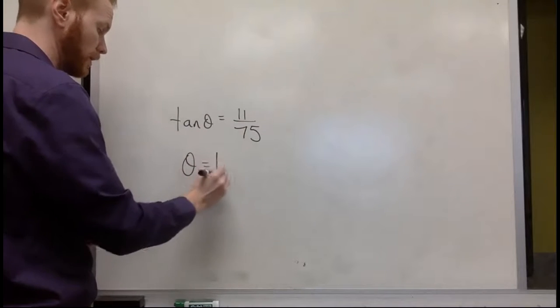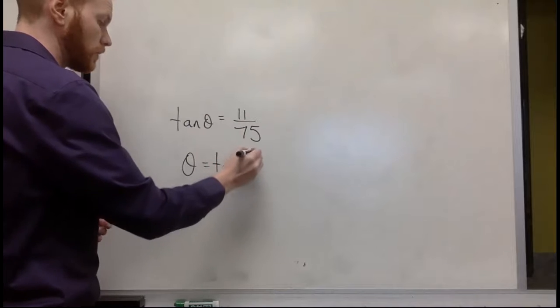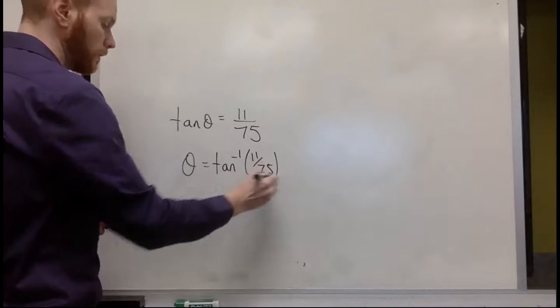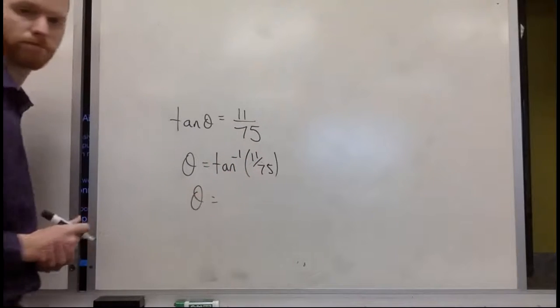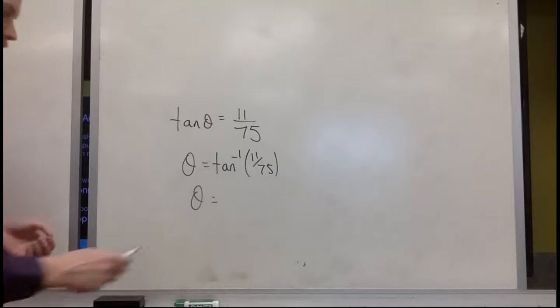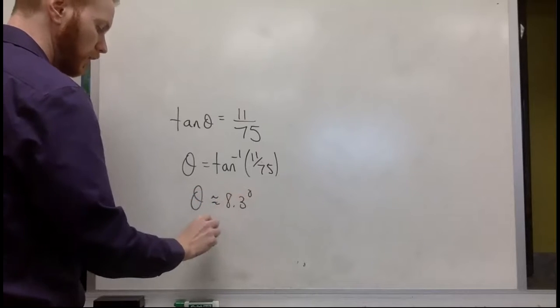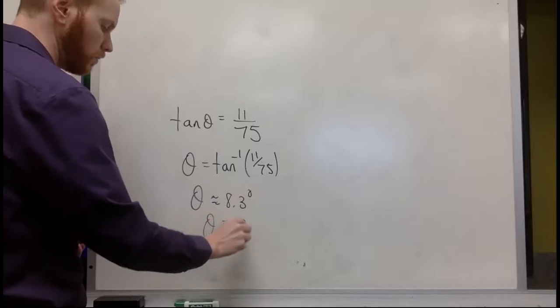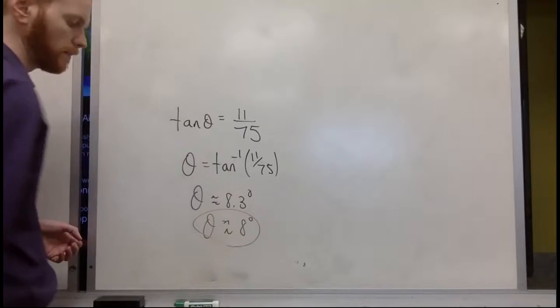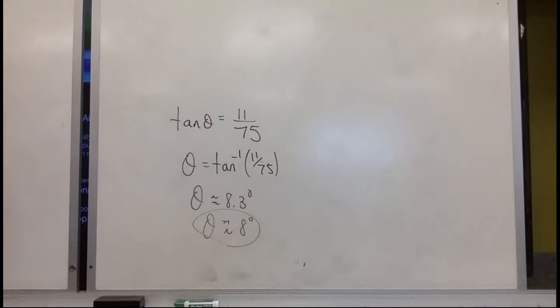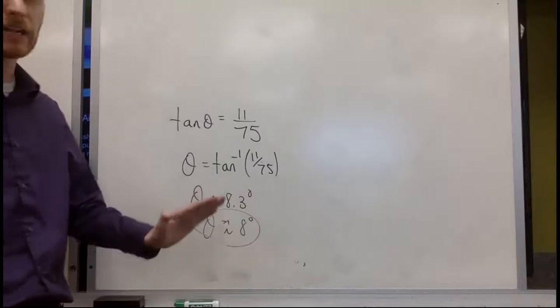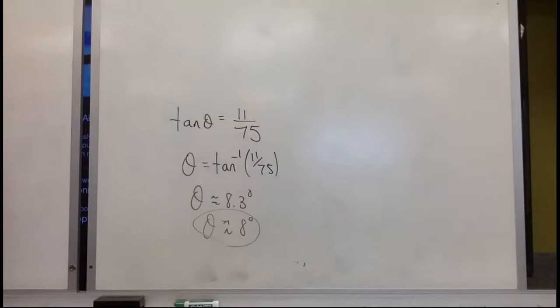And that was the previous lesson. We talked about that. Take the inverse of tangent, and we can figure out what theta is, our angle. Now when you do that, you get roughly 8.3 degrees. And I want you to take it to the nearest whole degree. 8 degrees would be for that. So the ball had to be kicked 8 degrees to clear that goalpost by a foot. Okay?